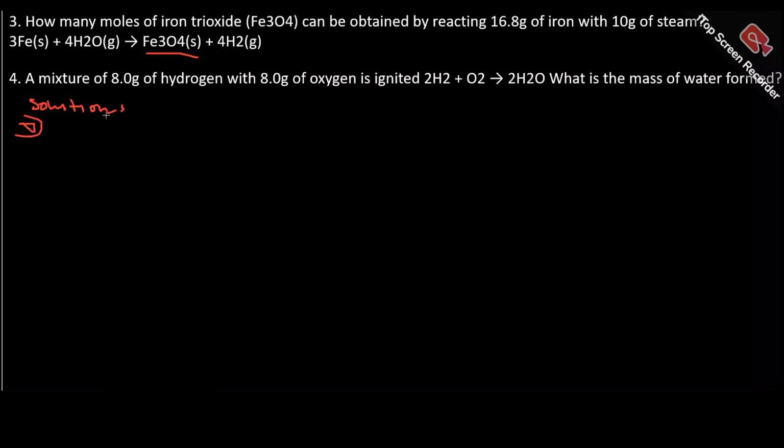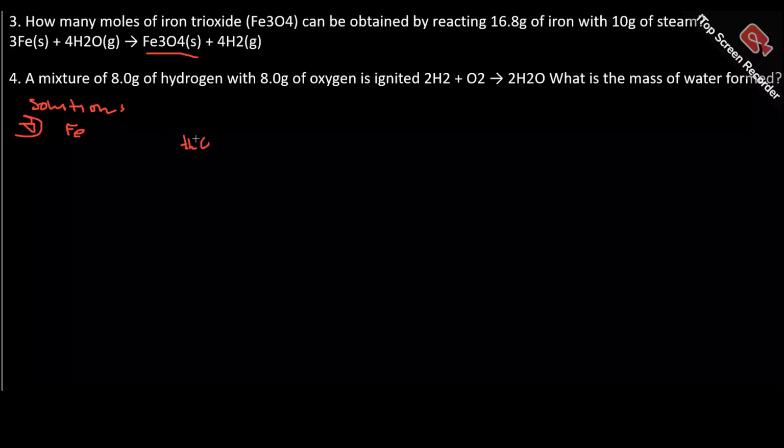Okay, so look at this. We have iron and H2O. You're going to find the number of moles of both reactants. So for iron, you're going to see 16.8 divided by the molar mass, which is just on the periodic table, and it is 56.